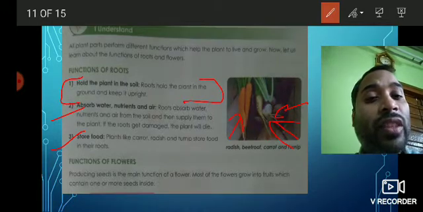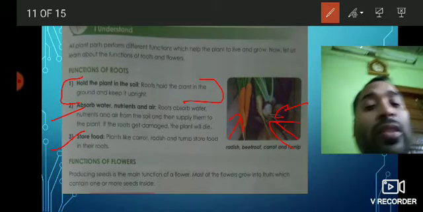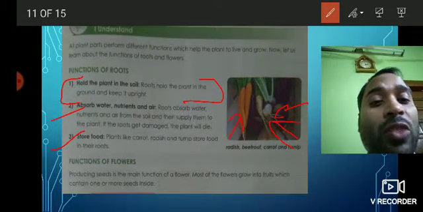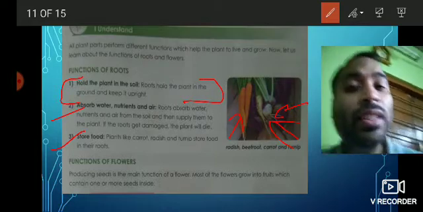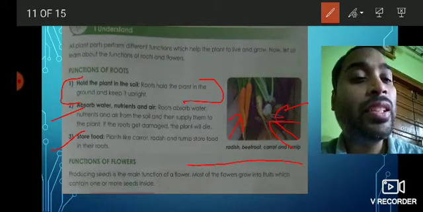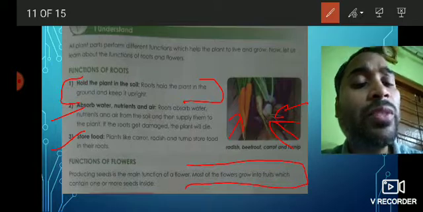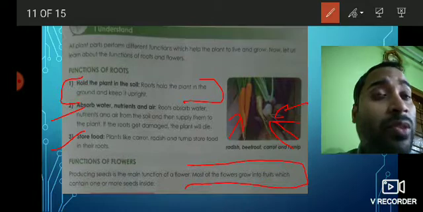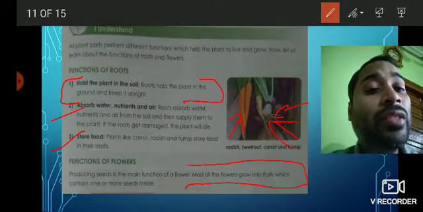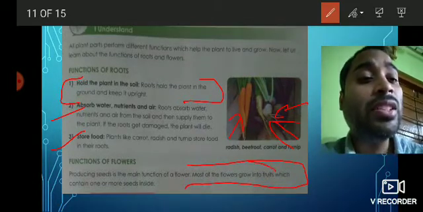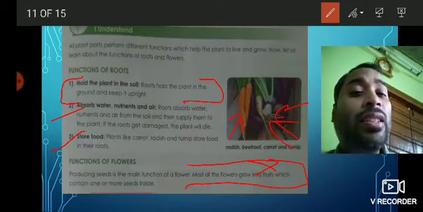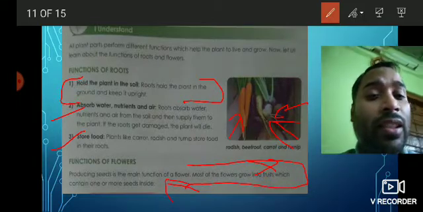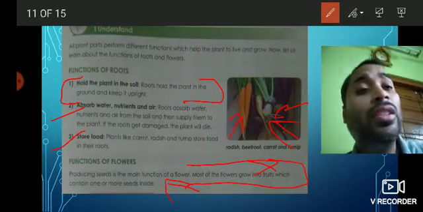Then functions of flowers. Now the main function of a flower is to produce seeds, and most of the flowers grow into fruits which contain one or more seeds. So how do they produce seeds? Seeds are produced in the fruits which grow from the flowers. So flowers are the part which is responsible for producing seeds. How? First of all, the flowers develop into fruits, and once they develop into fruits, seeds are developed inside the fruits. So these are some of the important functions of flowers and roots.